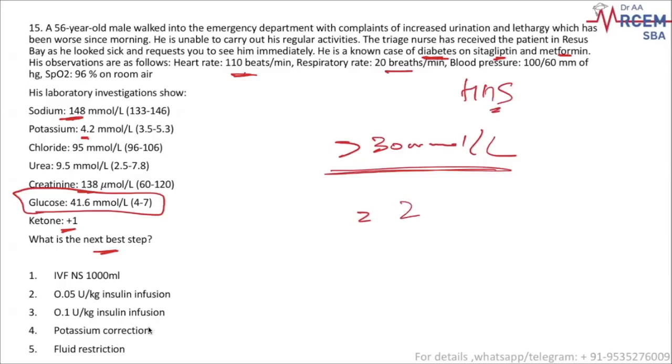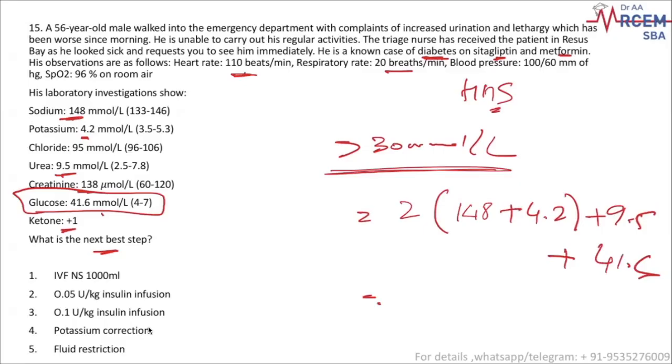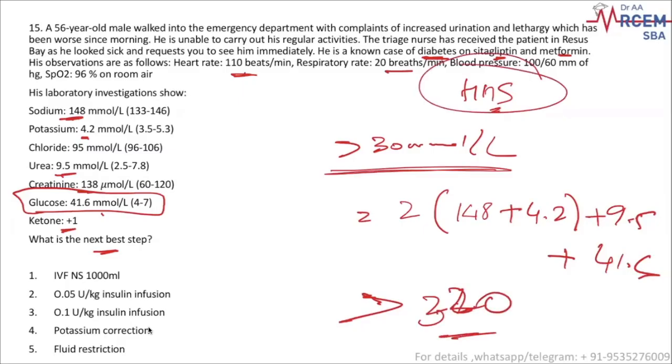Along with it, let us calculate the serum osmolality. 2 times the sodium value is 148, plus the potassium value given as 4.2, plus the urea value given as 9.5, plus the glucose value given as 41.6. If you calculate it, this value will obviously be more than 320. Any osmolality more than 320 is an HSS for you. So this is an HSS that you are having.